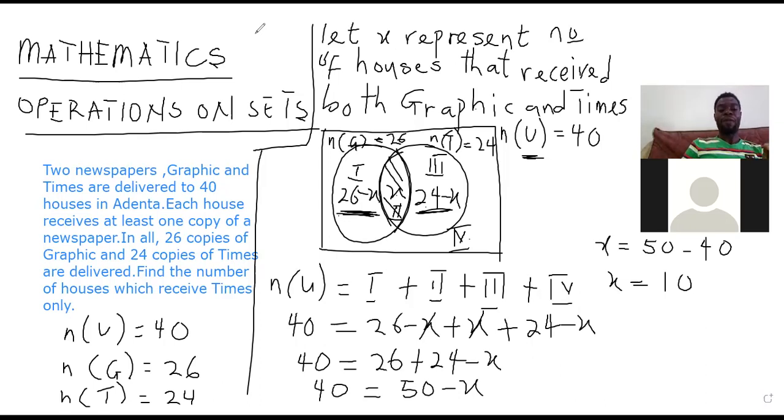Now, the question says to find the number of houses which receive Times only. Remember, Times only is region 3. When we subtract the intersection from 24, we get the number of houses that receive Times only. So the number of T only is 24 minus X. We subtract the intersection from it.